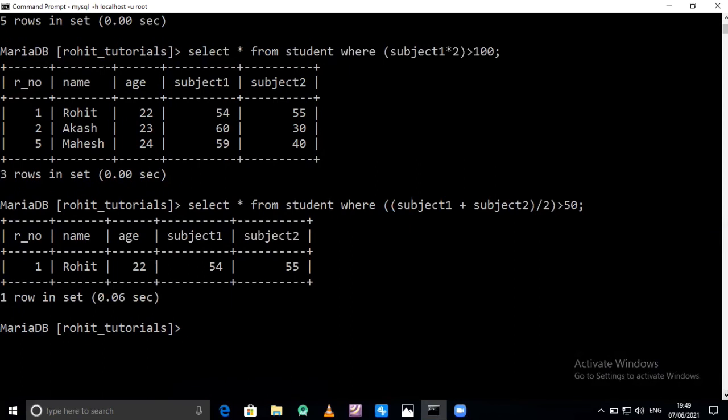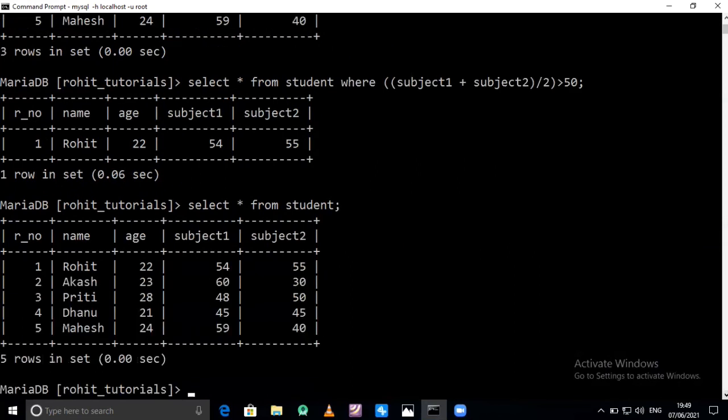The command to show the actual table, select star from student. So this is our actual table. So now we are using the modulus operator. With the help of modulus operator, I retrieve those information from the table having subject 1 marks modulus subject 2 marks which is greater than 10. Modulus is nothing but the remainder.